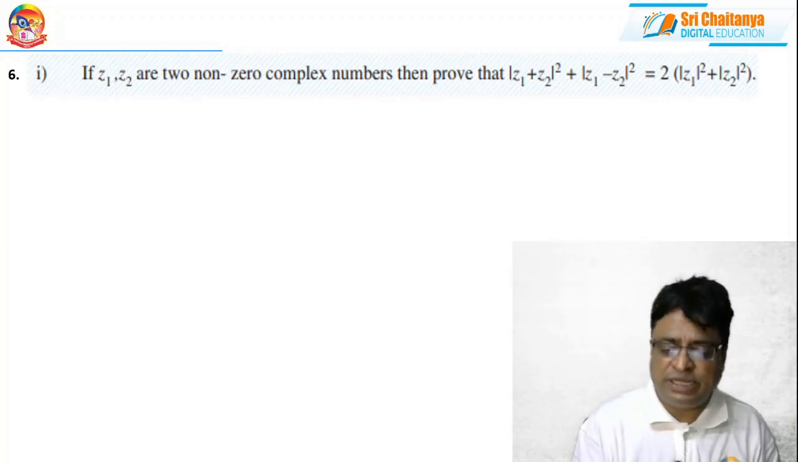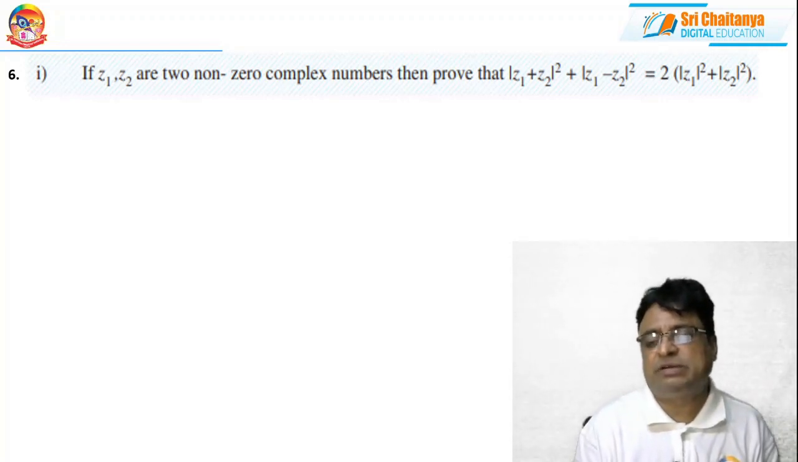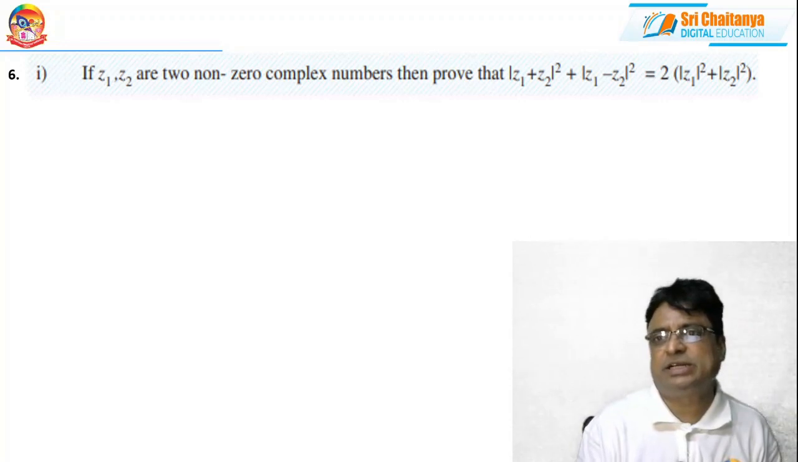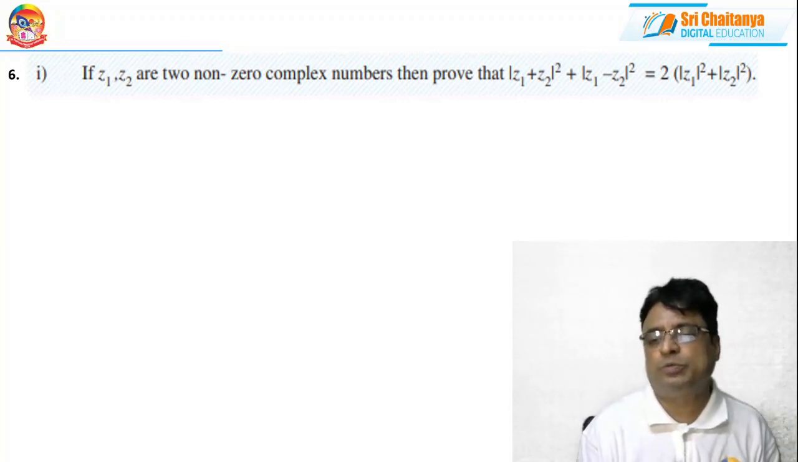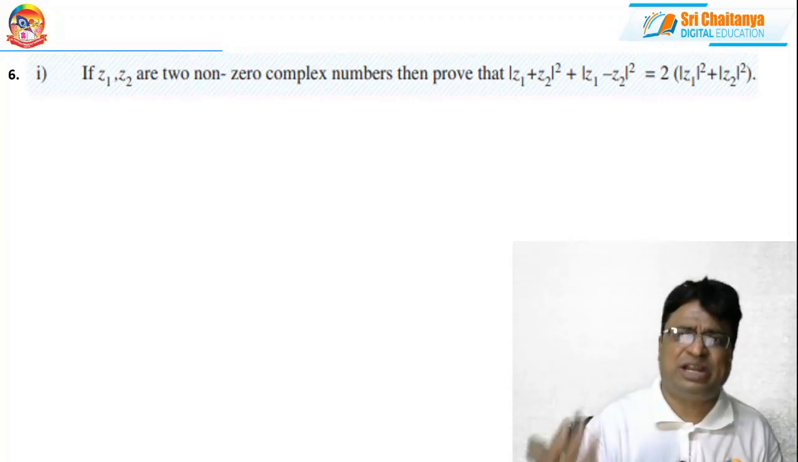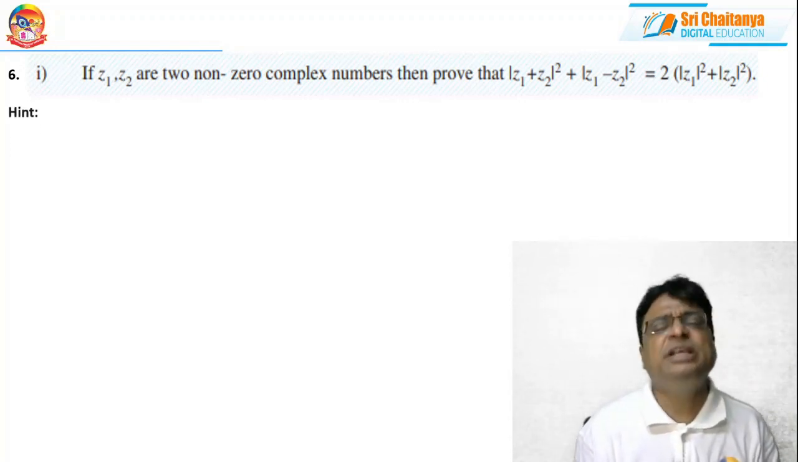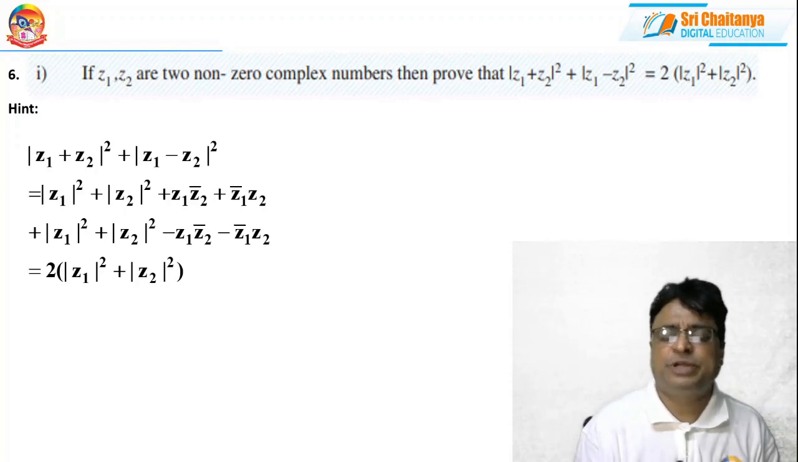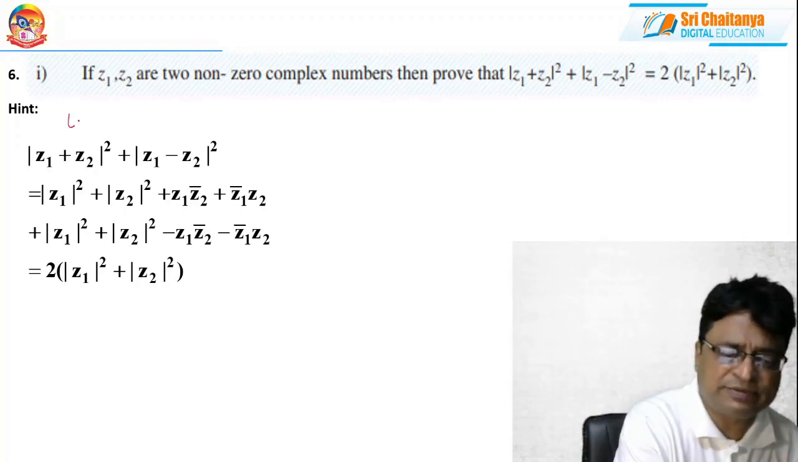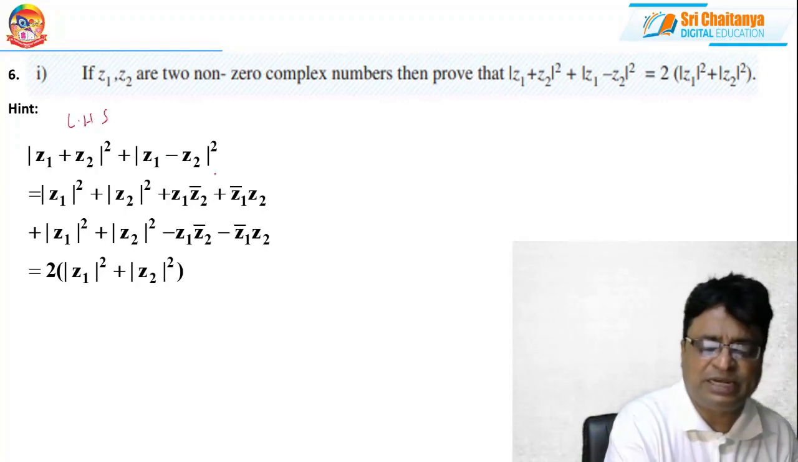Here also, I can consider my Z1 as R1 cos theta 1 plus i sin theta 1, and Z2 as R2 cos theta 2 plus i sin theta 2, and go ahead. Or, mod Z square is equal to Z into Z bar; you can apply that formula. Here, what I am doing is, you take LHS, you consider this as your LHS. So this is my LHS.